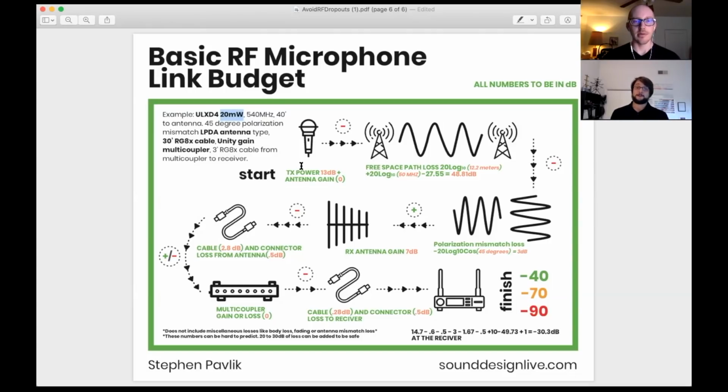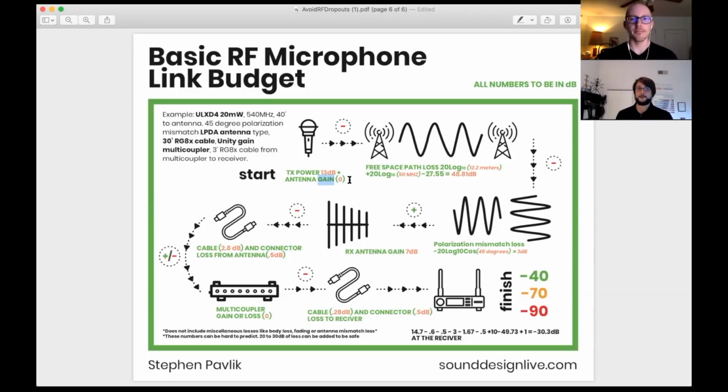So every antenna is going to have some sort of gain or not. And so I'm using 0 dB for this antenna because it has a normal mode helical on it. This is actually a UHFR antenna. I believe it's a patch style antenna for a ULXD4, but they're omnidirectional. So they're not really having forward gain. And so I'm using 0 for that.